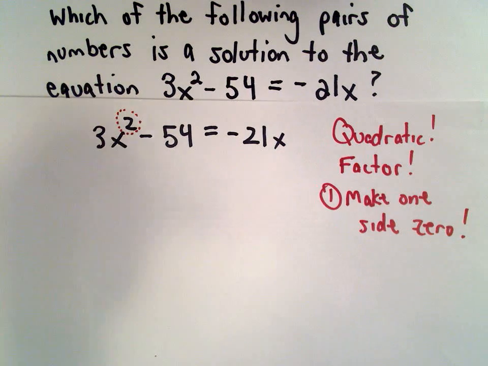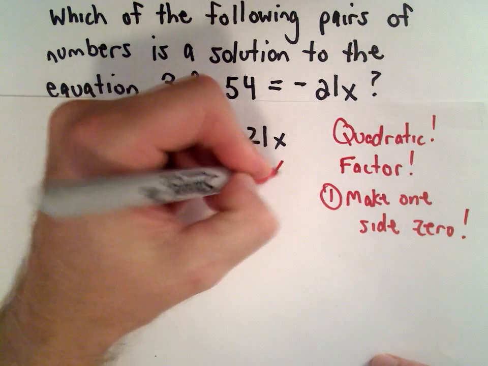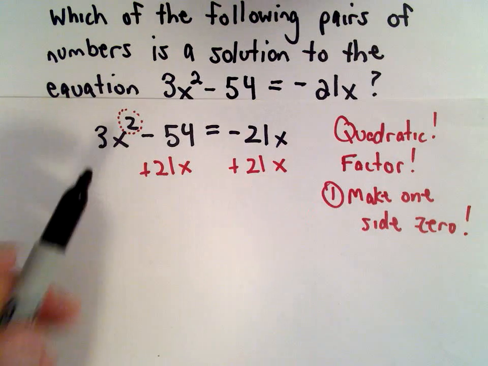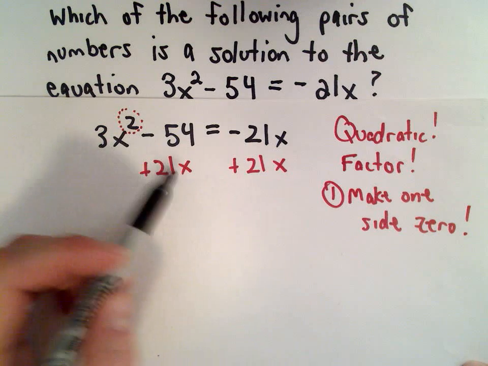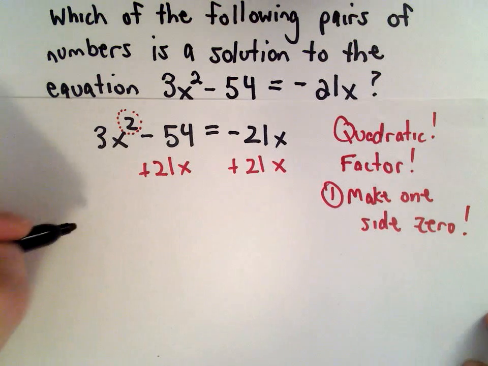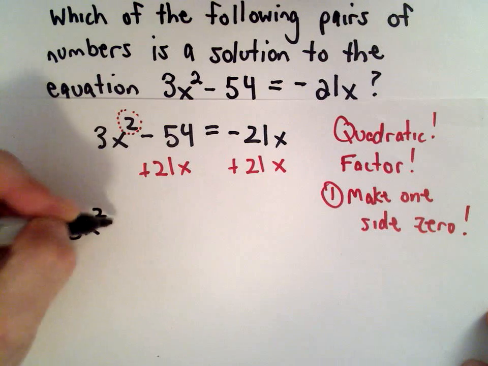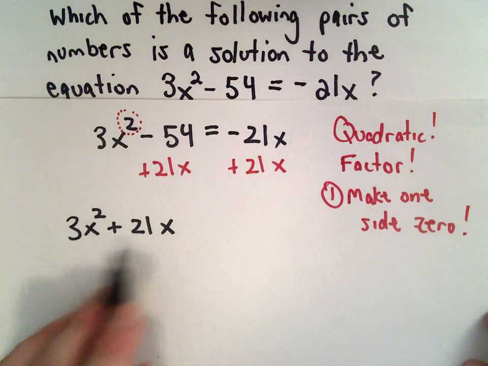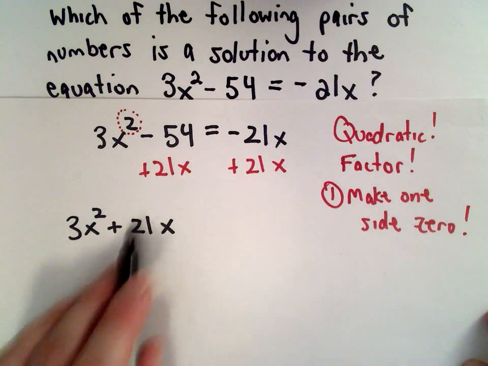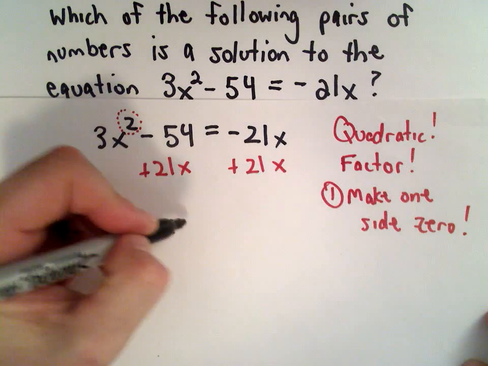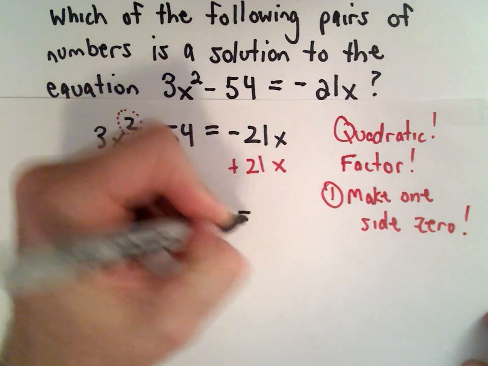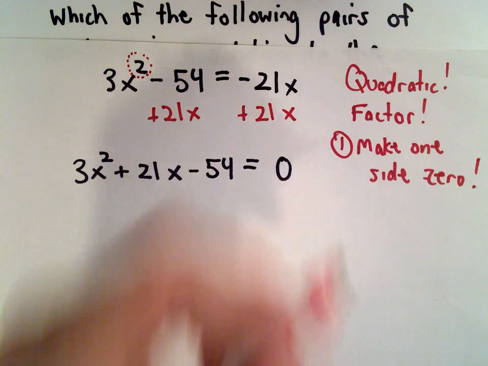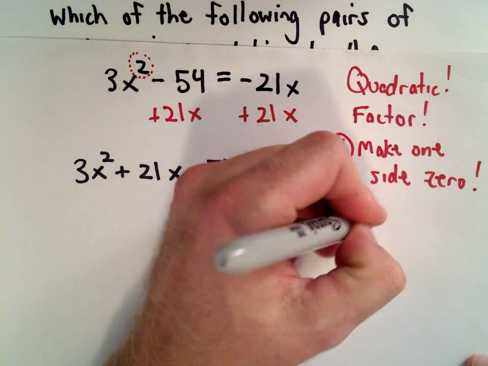So to get started, I'm going to add 21x to both sides. Well, I would have 3x squared minus 54 plus 21x. None of those are like terms, so I can't combine those. So I'm just going to write them all down. When we factor, you always see the term involving x in the middle, so that's where I'm going to put the positive 21x, equals 0.